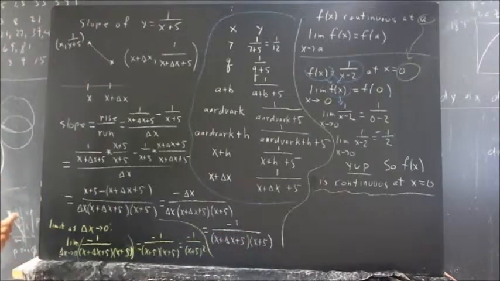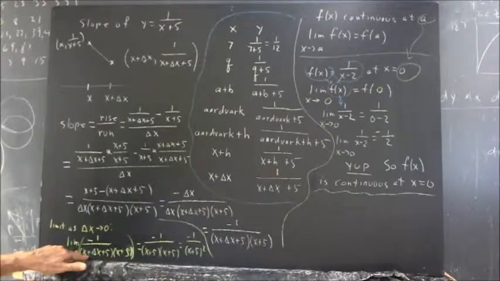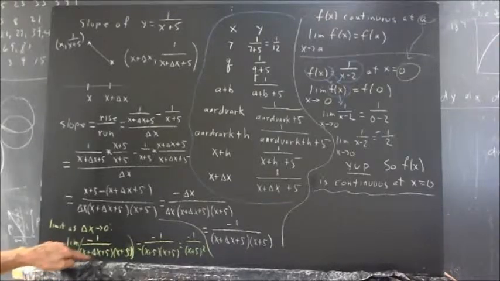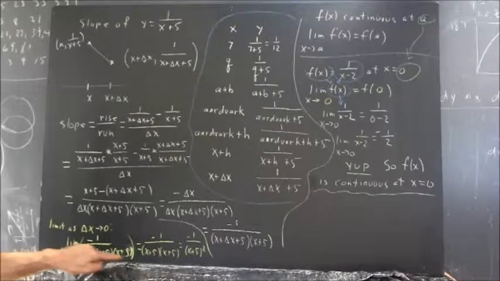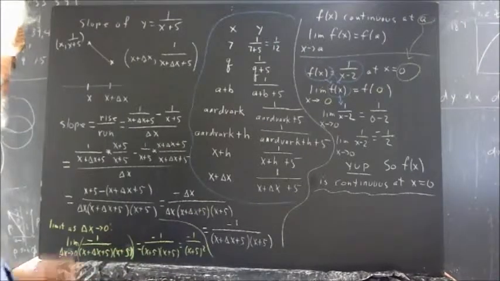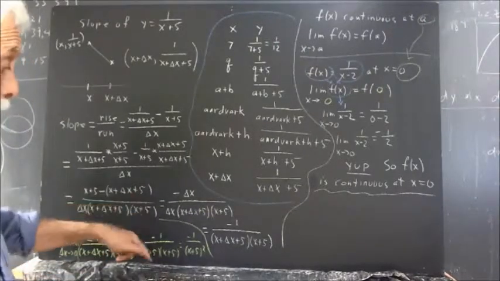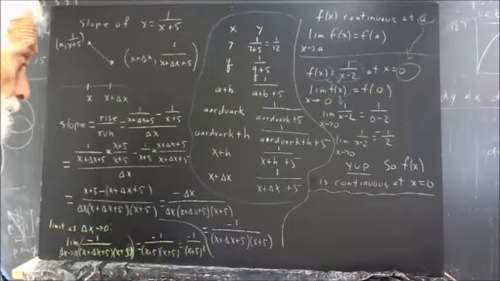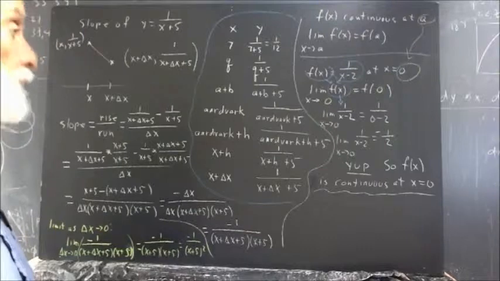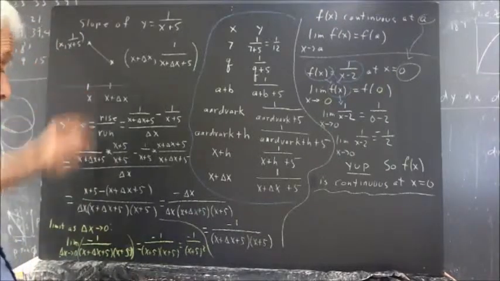Okay, the limit then, as delta x goes to 0 of this expression, which I've rewritten here: as delta x goes to 0, x plus delta x plus 5 approaches x plus 5. So we just get negative 1 over x plus 5 times x plus 5, or negative 1 over the quantity x plus 5 squared. Okay, that's the solution here.